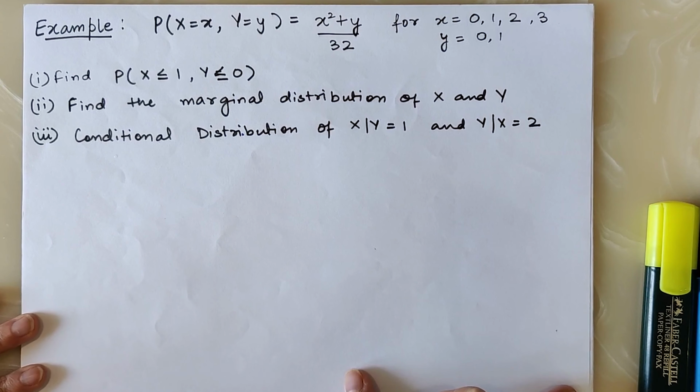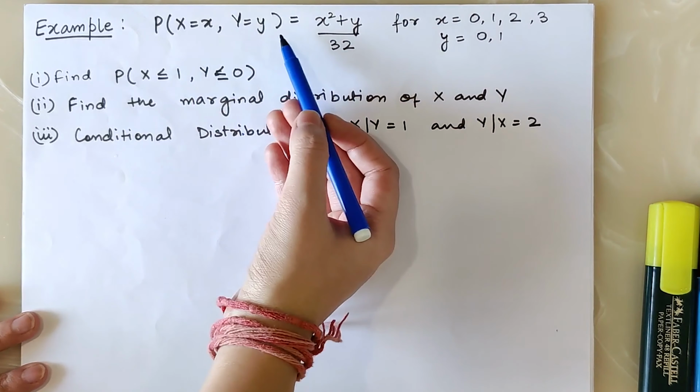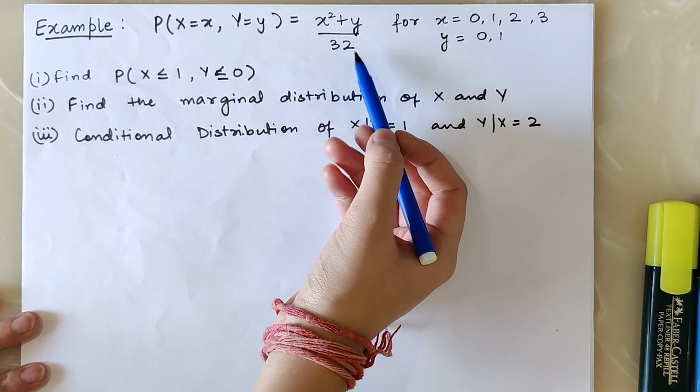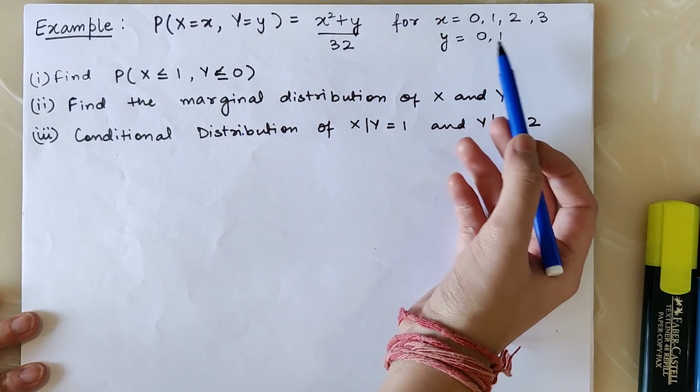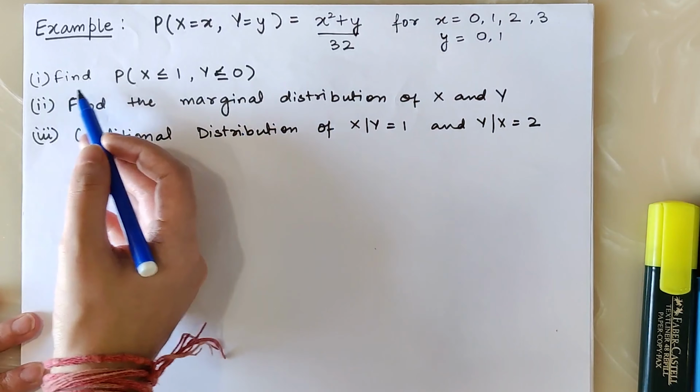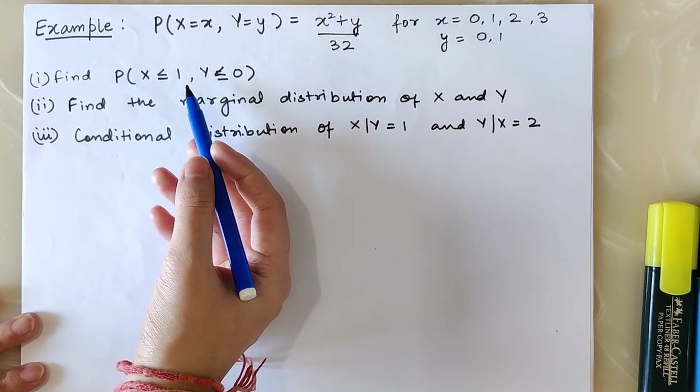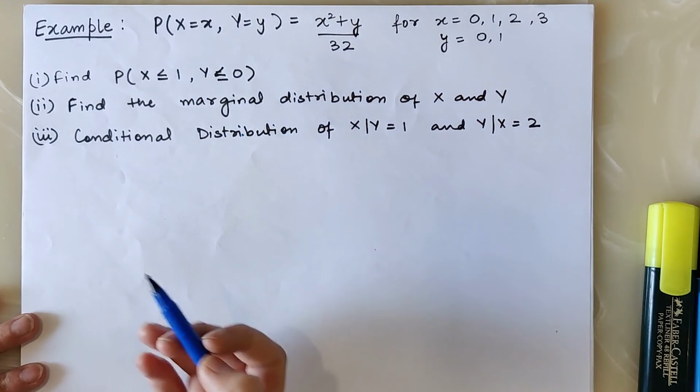So the first example is that we are given the joint distribution as (x square plus y) upon 32 for x equal to 0, 1, 2, 3 and y equal to 0, 1. Now we have to find the probability that x is less than or equal to 1 and y is less than or equal to 0.